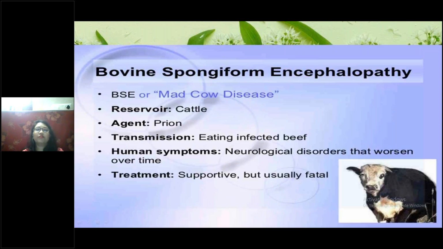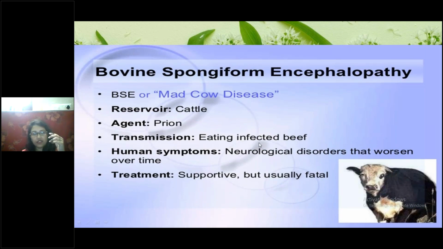Then there is bovine spongiform encephalopathy. I think you might have been quite small when there was a huge outcry because of mad cow disease in England, in which the agent is a prion, an infectious proteinaceous agent. It doesn't exactly have DNA or RNA. It doesn't have a nucleic acid, and the infectious agent is basically a proteinaceous particle, and this is transmitted by eating infected beef.